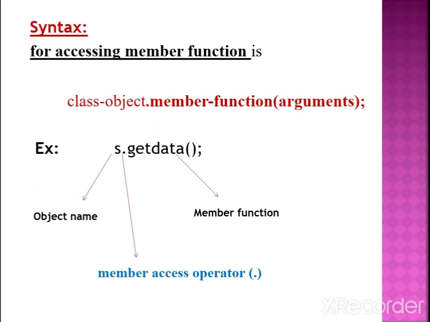Next, how to access a member function. Syntax: class object, that is object name dot member function with arguments. Example: s.getdata, here getdata is the member function and s is the object name. There are no arguments going to be passed to the member function, and the member access operator is the dot.